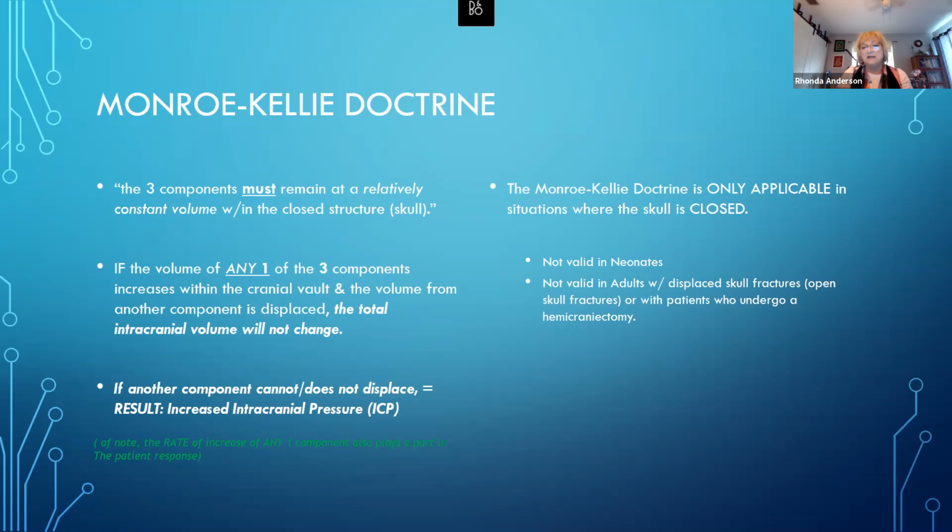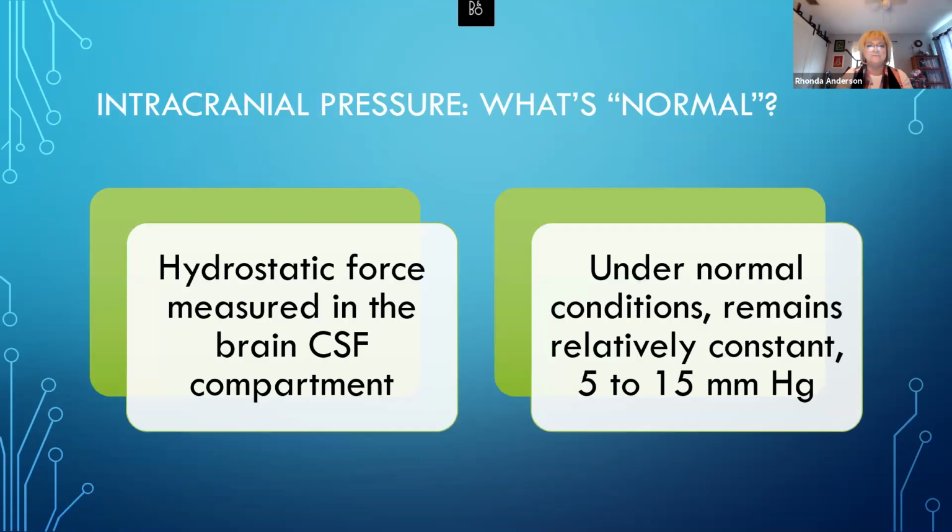It's also not going to be valid in adults with displaced skull fractures, where there's an opening or communication between the inside of the skull and the environment. Obviously, that's not going to be good, but the doctrine doesn't apply. Or if patients undergo a hemicraniectomy, where we actually remove a part of the skull to allow the brain to swell. And we'll talk about that a little bit later. So that's where your Monro-Kellie doctrine is coming in.